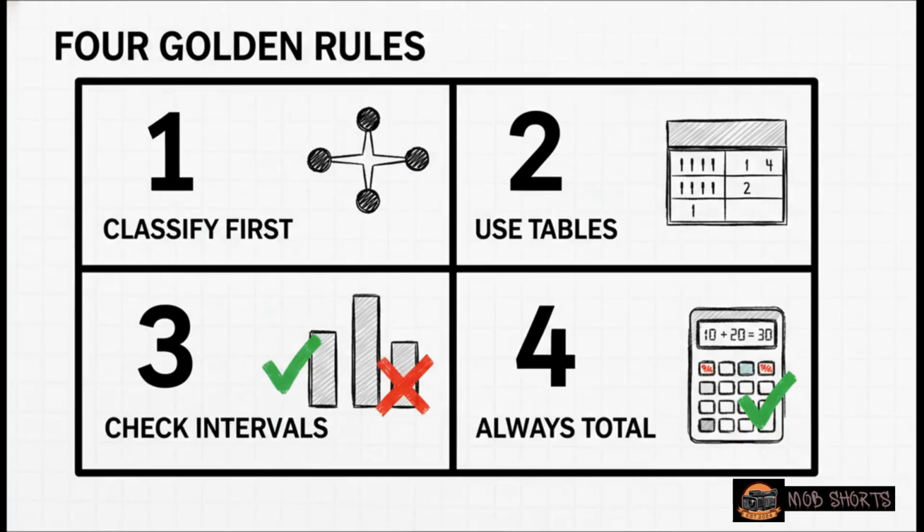So let's lock in these 4 golden rules for the exam. 1. Always classify your data first. 2. Use tally and frequency tables to create order out of chaos. 3. Double-check your class intervals for those 2 common mistakes, overlapping and having unequal sizes. And 4. Always, I'm going to say it again, always total your frequency column to check your work.